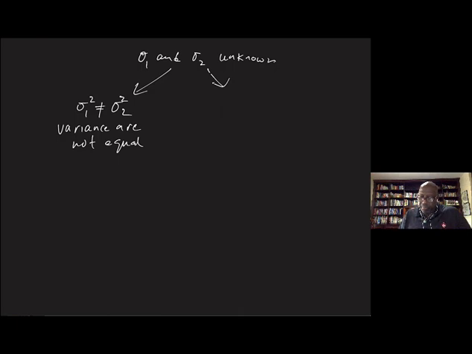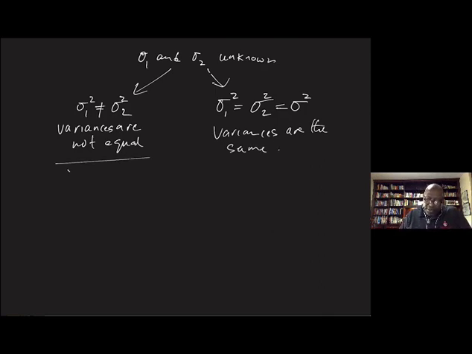Or we could assume that the two variances, sigma 1 squared is equal to sigma 2 squared, the variances are the same, is equal to just a constant value, right? That is, the variances are the same. So that's our assumption. This situation right here, we will not deal with that situation for our purposes. We're going to only consider this situation where the variances are the same.